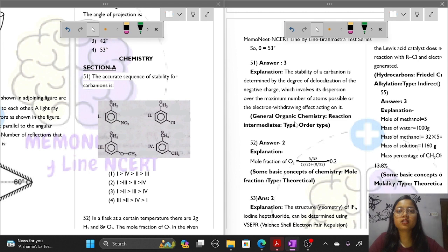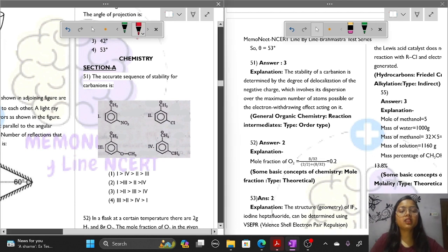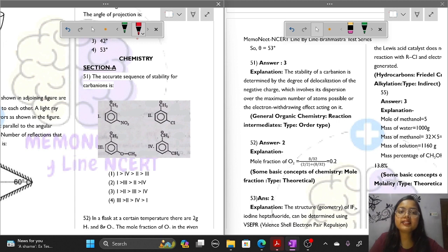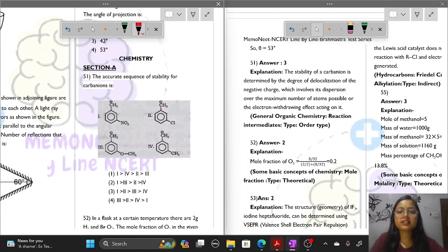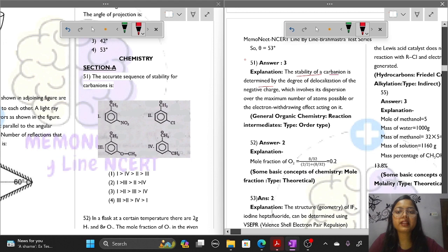So let's start with the solution of full test 5 for the chemistry portion, section A. For question number 51, it is asked to find the accurate sequence of stability for carbanions. For carbanions, the stability is determined by the degree of delocalization of negative charge.